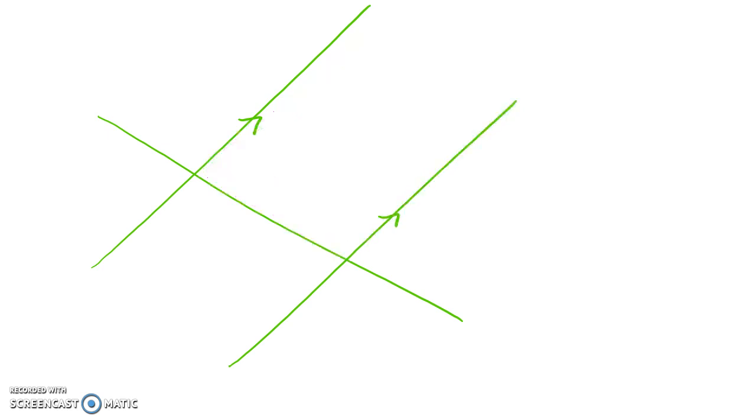Now, the first rule that we'll talk about here is the U rule. If we look at this portion here, it looks like a U, which is good. Okay, so the U rule tells us that this angle here plus this angle here have to equal 180 degrees. So that means that they are supplementary. So our U rule talks about supplementary angles.